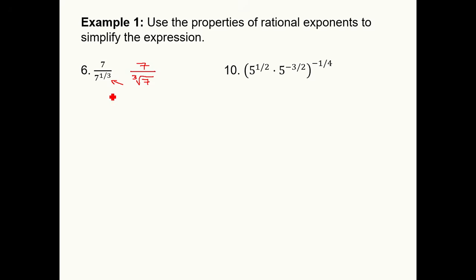Now what I would do, personally, we could always change it into radical form like this and simplify it that way. But with the exponents, we have a very fortunate situation where our numerator, we could consider that 7 to the 1st. It has the same base as the denominator, 7 to the 1/3.